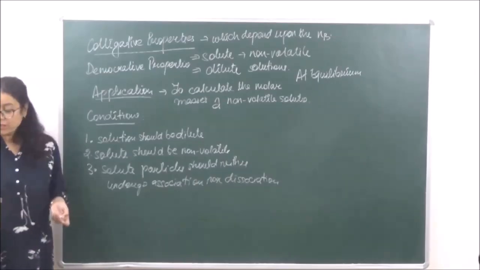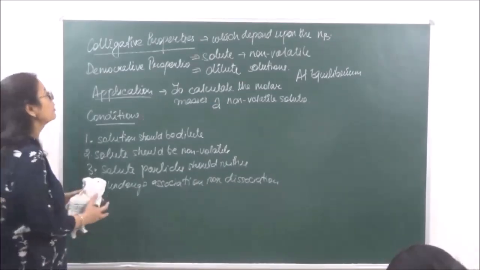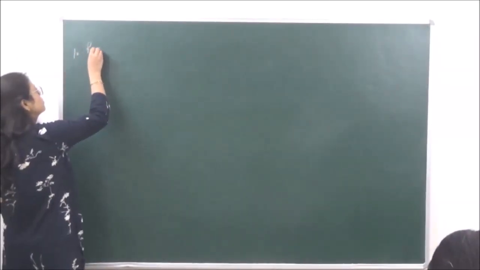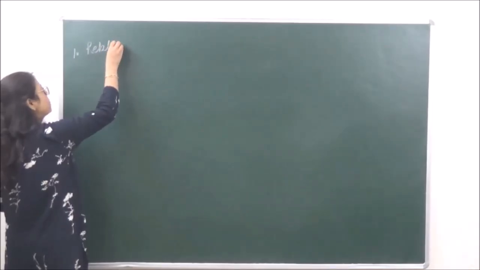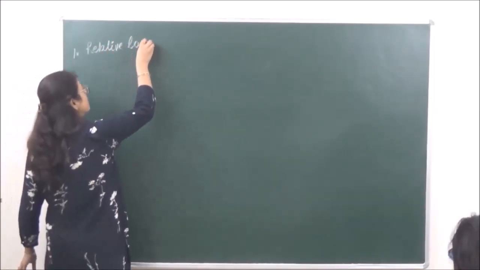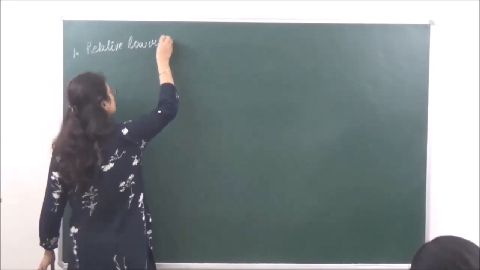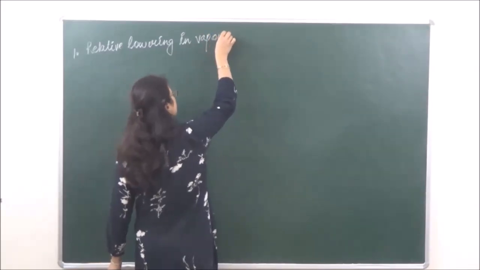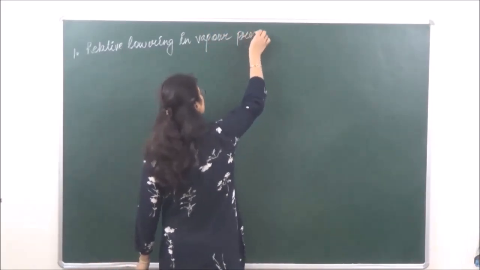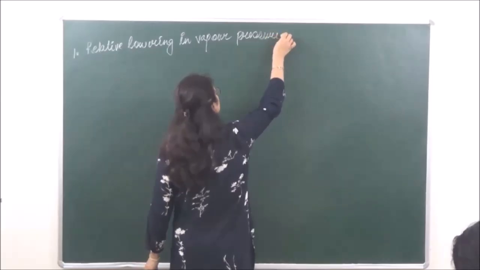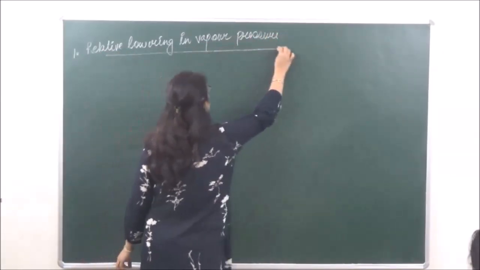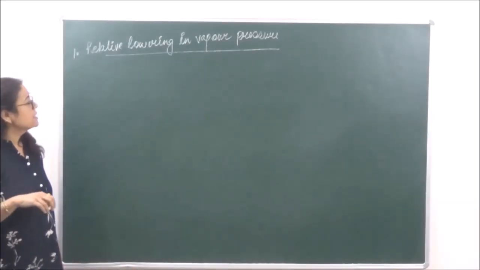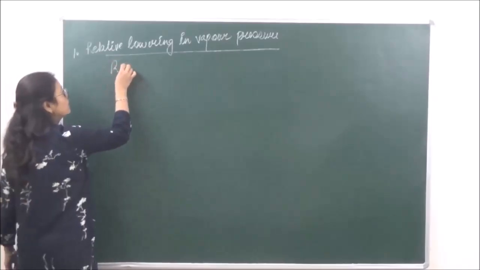So let's go on to the first colligative property today, relative lowering in vapor pressure. The first colligative property which we are going to discuss is relative lowering in vapor pressure. Now to do this, let's consider Raoult's law.